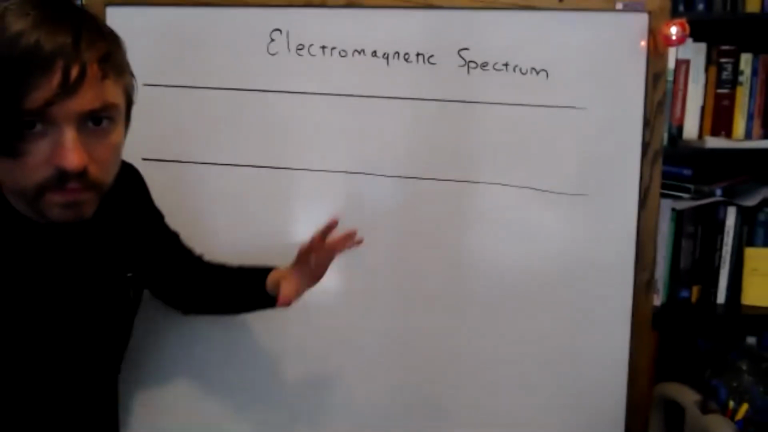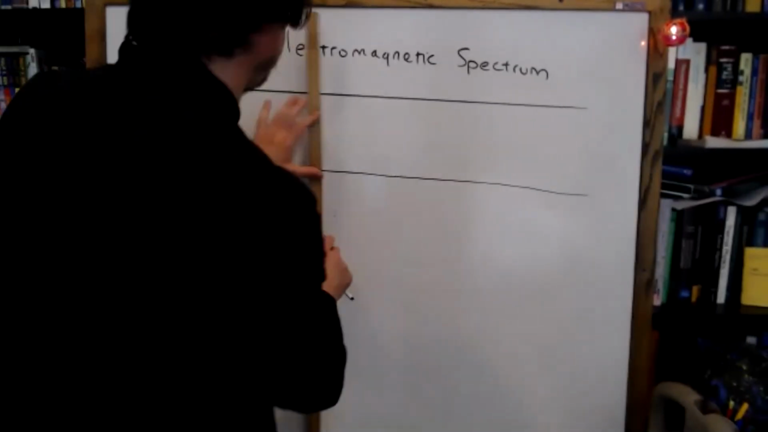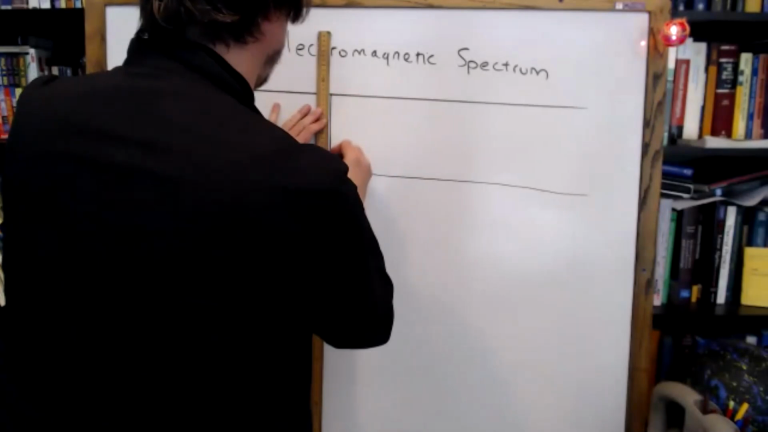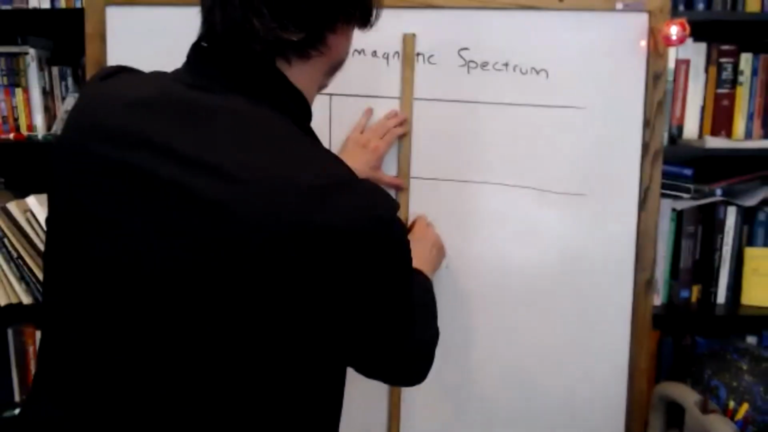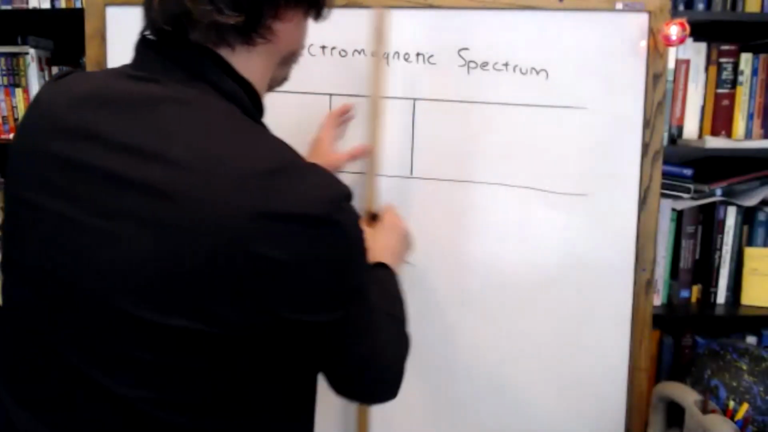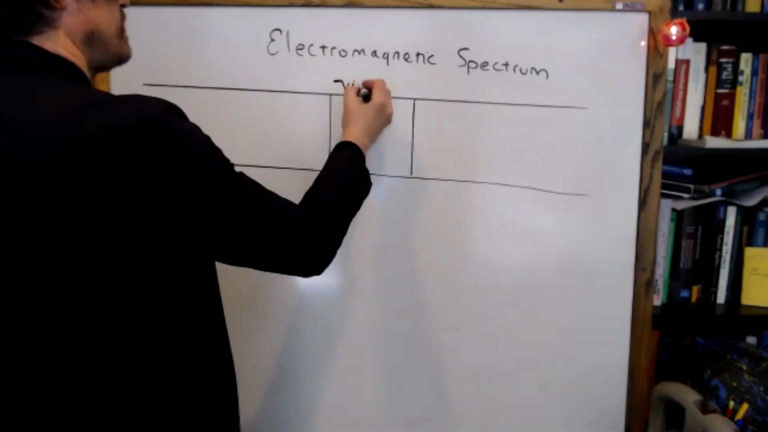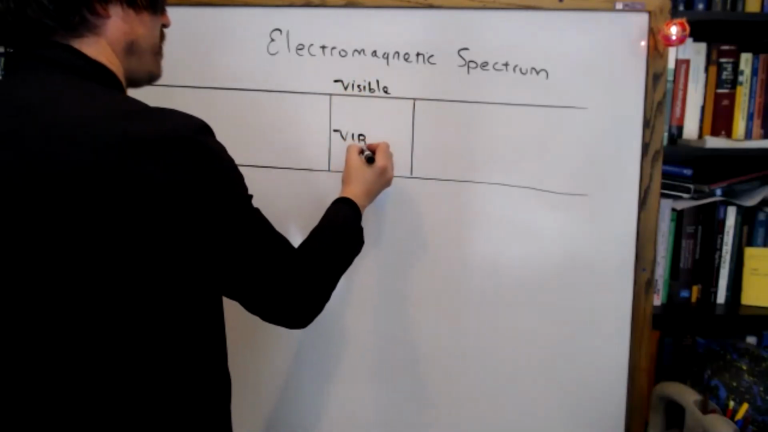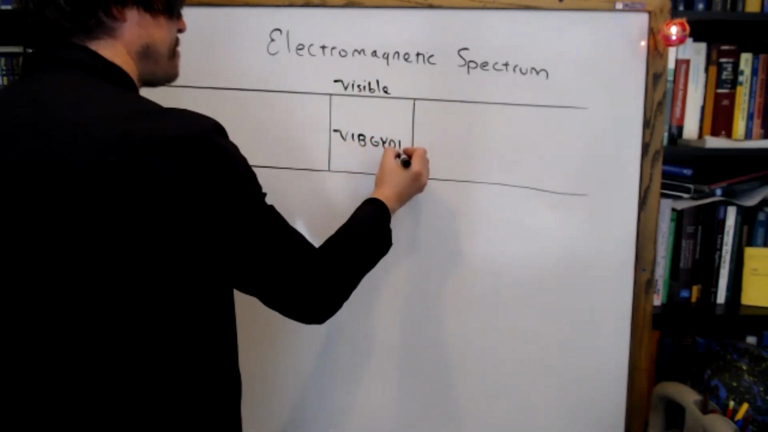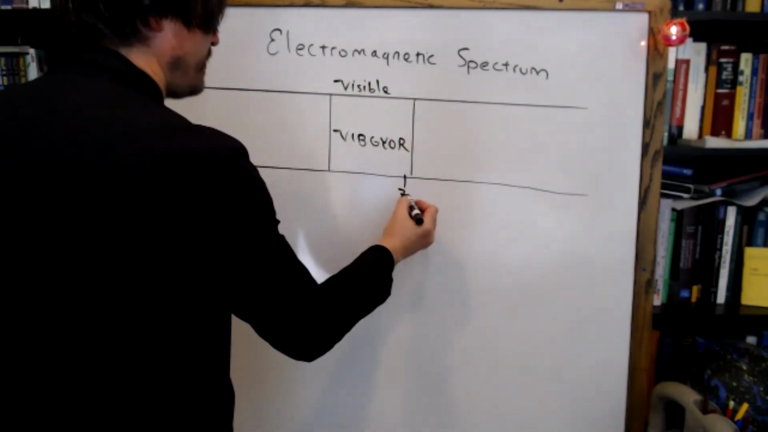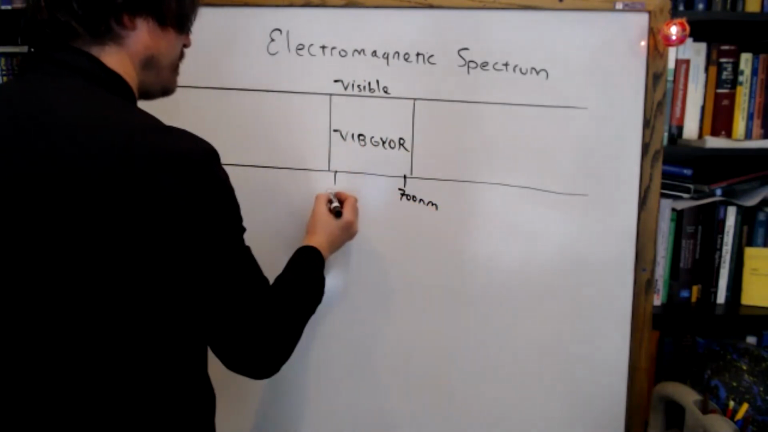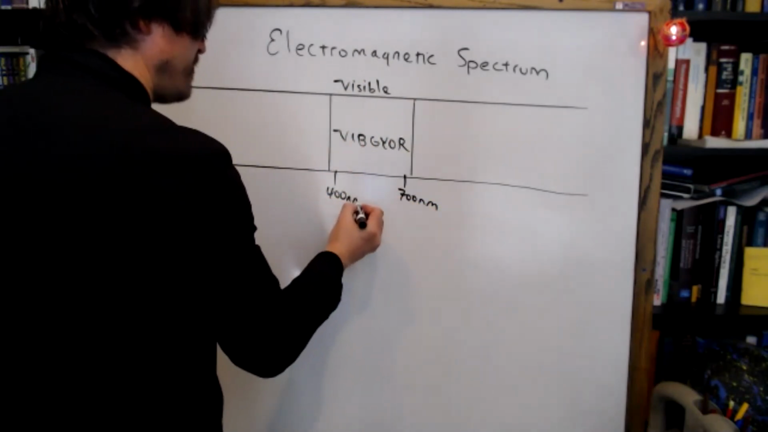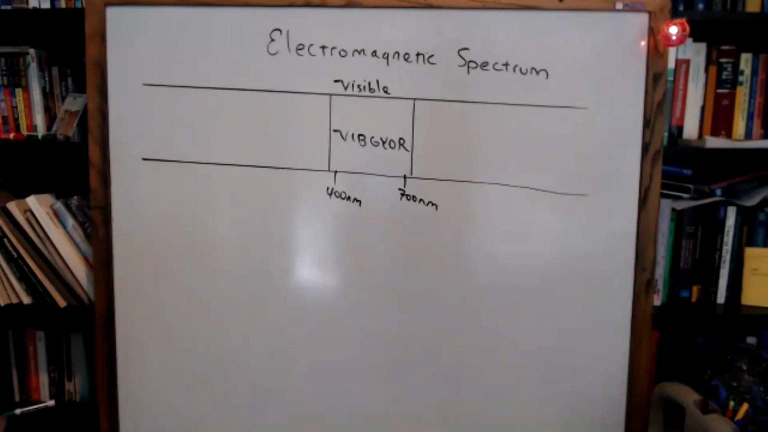Having some focus issues here. So in the center, we'll put the visible regime. This is the visible. And this is your VIBGYOR. 700 nanometers on the right, 400 nanometers on the left.